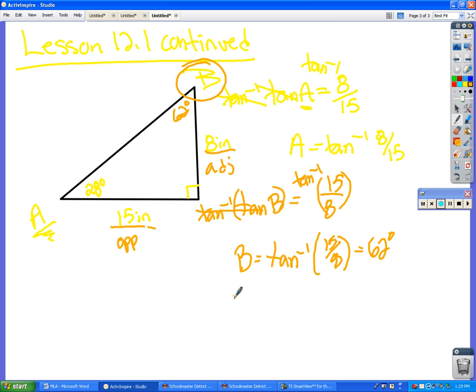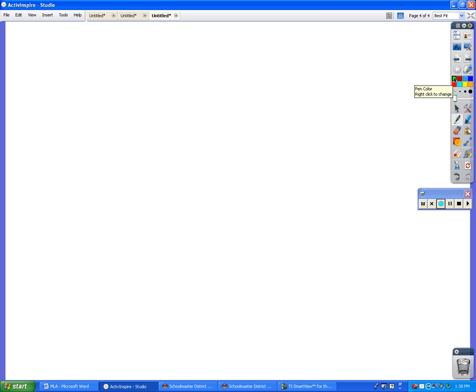Okay? So when you're trying to find the length of a side, you go regular sine, cosine, or tangent. If you're trying to find the length or the size of an angle, then you go second, or inverse sine, cosine, or tangent. Okay? That's it. Just wanted to finish this section today.